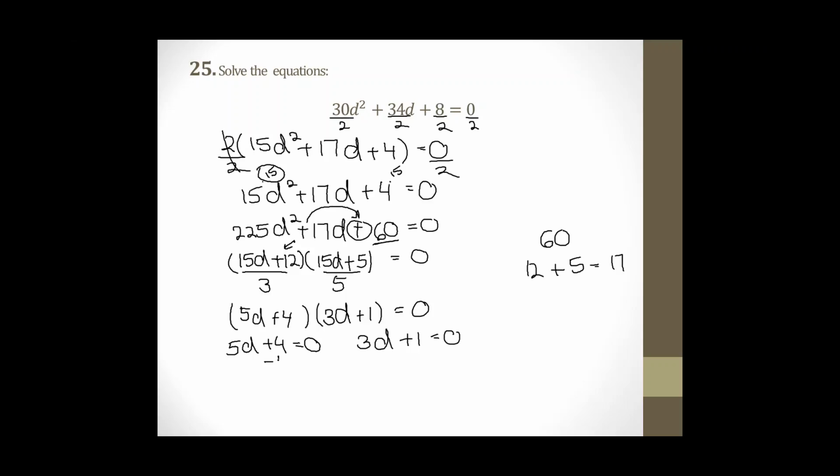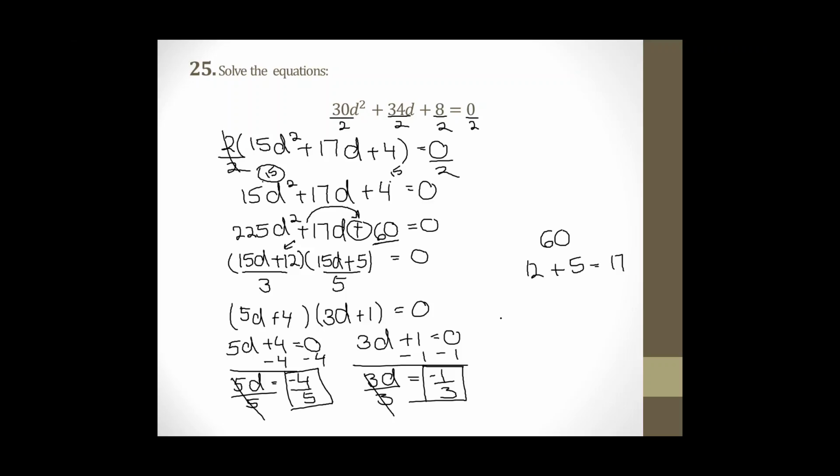So subtracting 4, 5d equals negative 4, dividing by 5, negative 4 over 5, I cannot reduce that, so that will be my first answer. And over here, subtracting 1, so 3d equals negative 1, dividing by 3, so this should be my second answer.